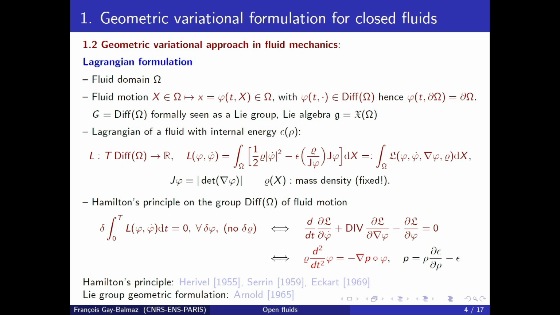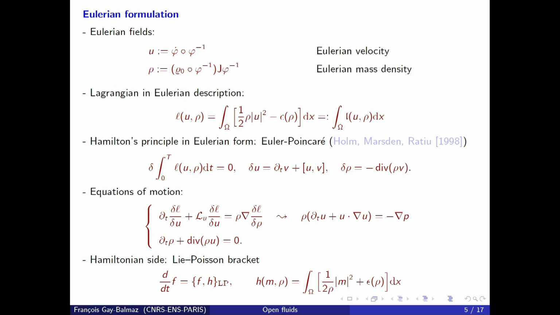Then equations of motion in the Lagrangian frame follow from Hamilton's principle, in which you take variations with respect to all possible variations of your diffeomorphism groups, and you get your equations in the Lagrangian frame. Now, if you want to have this in the Eulerian description, the easiest way is to just change the frame and compute the variations that are induced in the Eulerian frame from the free variations in the Lagrangian frame.